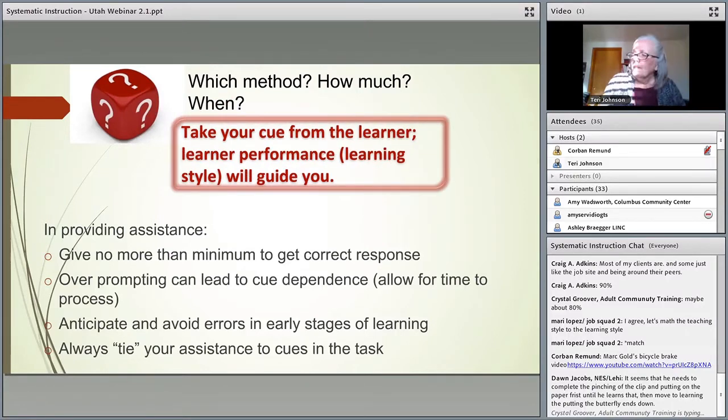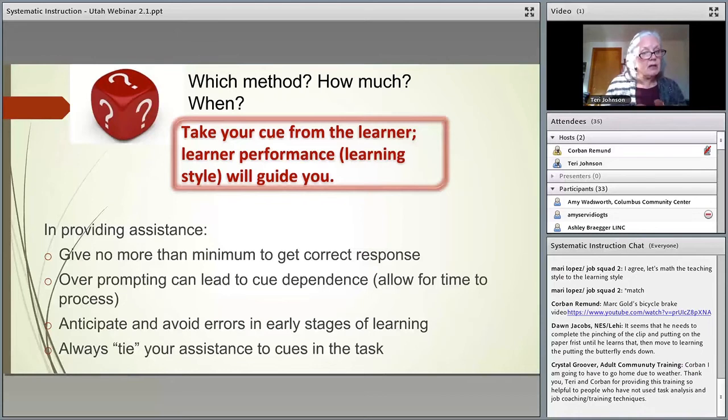There we go. What I tell people is you won't find that answer. You won't find it in that red book, that antique that I showed you, although that's good content there. But you won't find the answer there. You won't find it in this webinar. You'll find it in your learner. You take your cue from the learner.